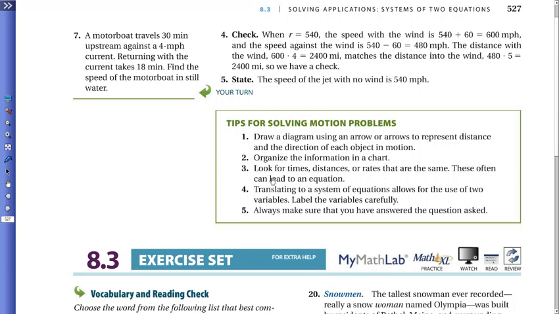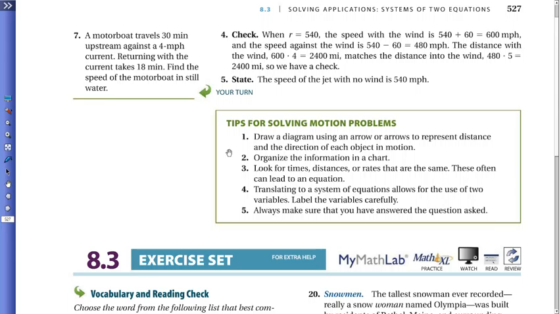Going through all of these 7 examples covers most of what you're going to run into in your homework and any quizzes or tests that we're going to run into. But these are really nice. Again, this is pretty close to some of the strategies we've talked about for all word problems. First it says draw a diagram using arrows to represent distance and direction of each object in motion. Organize the information in a chart, that table. Look for times, distances, or rates that are the same. Like in this last one, it was distance. These often can lead to an equation.